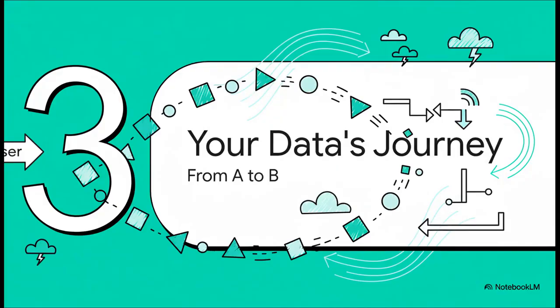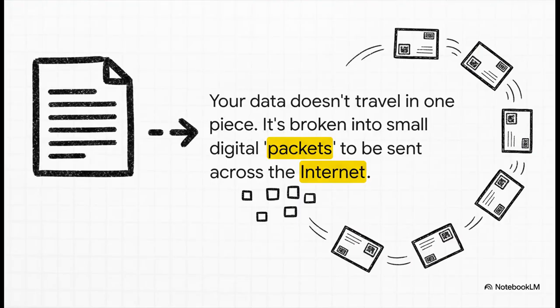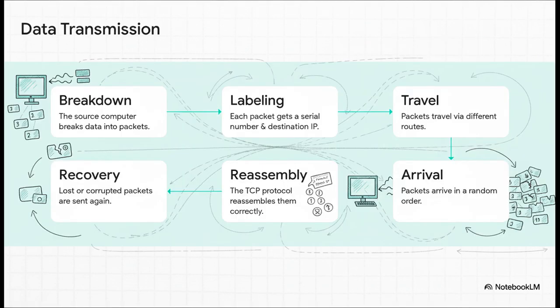So, our browser has the right IP address, the request is ready to go, but it doesn't just fly across the internet in one big piece. Oh no, the process is way more clever than that. Instead, your request and all the website data that comes back to you is chopped up into tons of tiny little pieces called packets. You can literally think of it like taking a really long letter, writing it out over 100 different postcards, and then just mailing them all at once. This slide just lays out the whole amazing journey of those data packets, so let's walk through it.